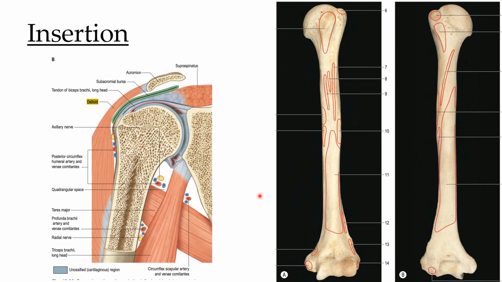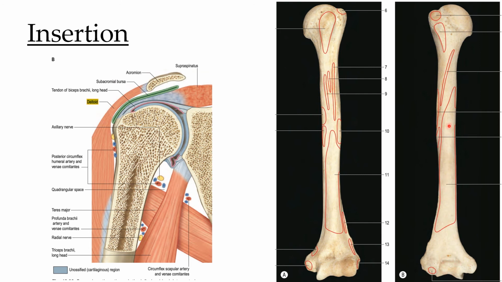Now, coming to the site of insertion of the rotator cuff muscles. Let us first see the illustration on the right side. Here you can see this is the anterior view of the humerus and this is the posterior view of the humerus. Now, how do we identify this? Look at the lower end. We have got olecranon fossa here. So, olecranon fossa is present on the posterior side of the lower end of the humerus.